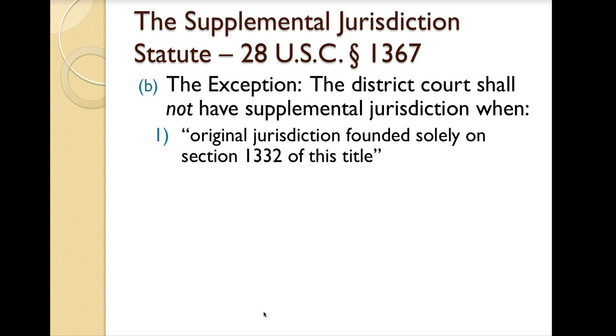So first, the exception applies only in cases where original jurisdiction is founded solely on Section 1332 of this title. So remember, under paragraph A, there's got to be at least one claim within the court's original jurisdiction. And under paragraph B then, when the only basis for original jurisdiction is diversity under Section 1332, then you've got to consider whether the other components of the exception apply or not. So what are those other components?